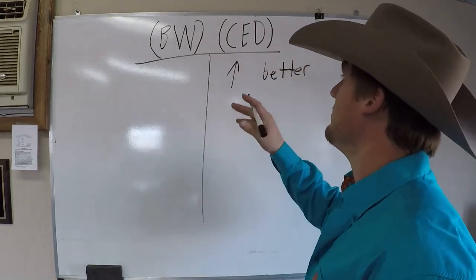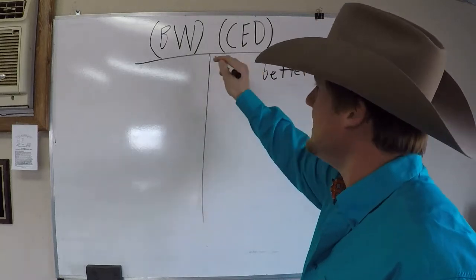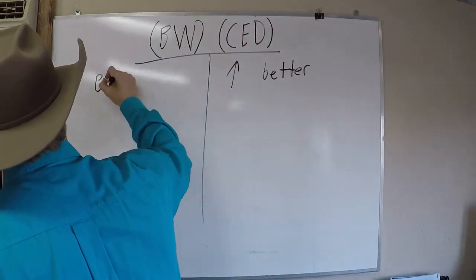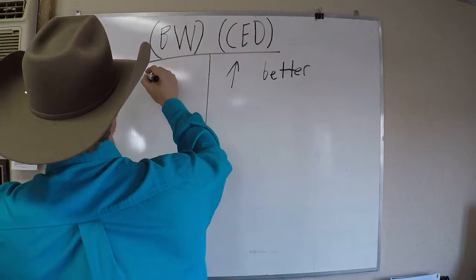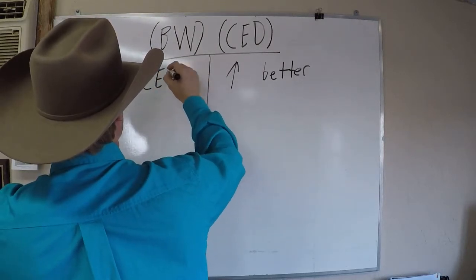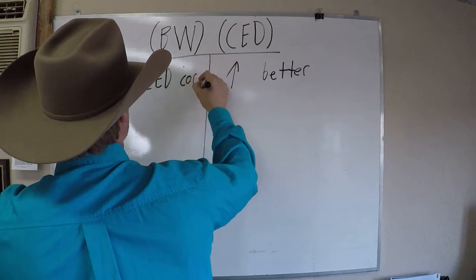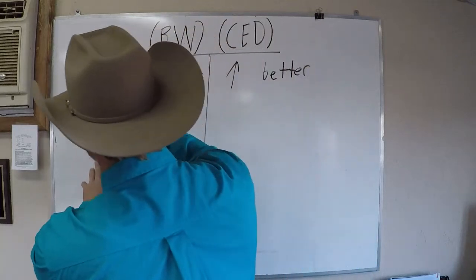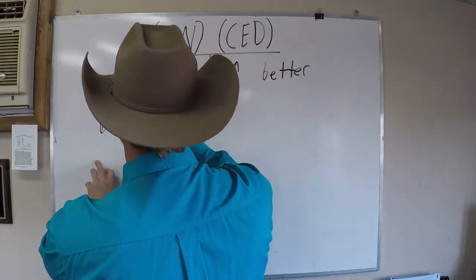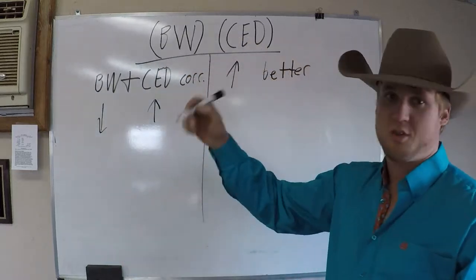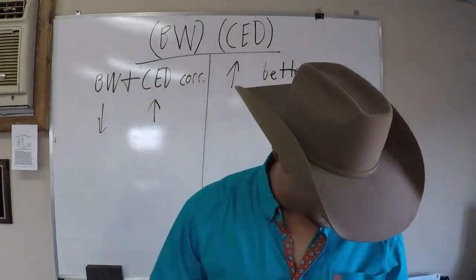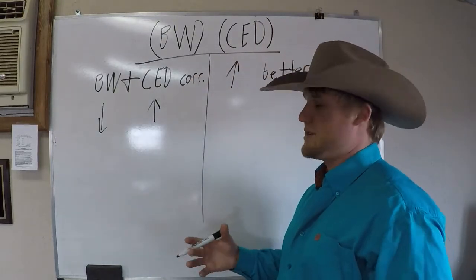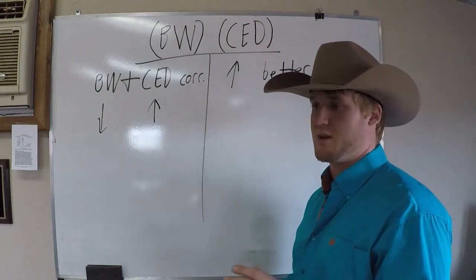So one thing I will say about CED and BW: they are highly correlated. If BW goes down, CED will go up. Birth weight goes down, CED will go up. So you guys breeding for your target bull is a heifer bull market, right?